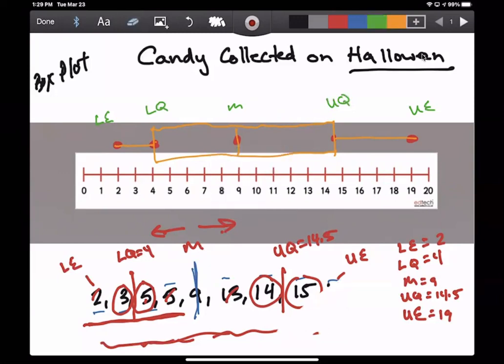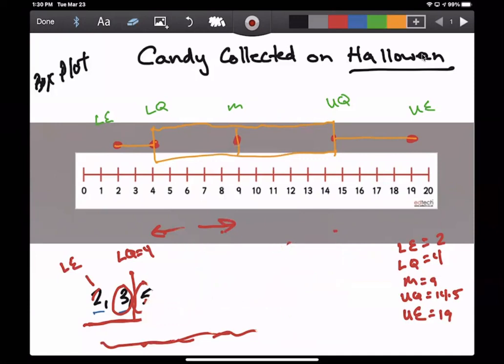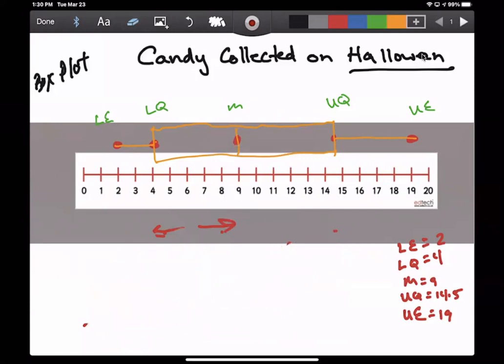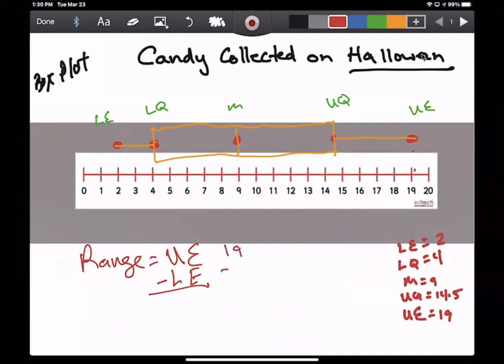Okay. Now, in order to find two different things, let's say I want to find my range. I'm going to erase all this because I've already got all my data. In order to find my range, I have to do the upper extreme minus the lower extreme. And so I know my upper extreme right here is equal to 19 minus my lower extreme, which is 2. So I know my range is equal to 17. So my range is 17.